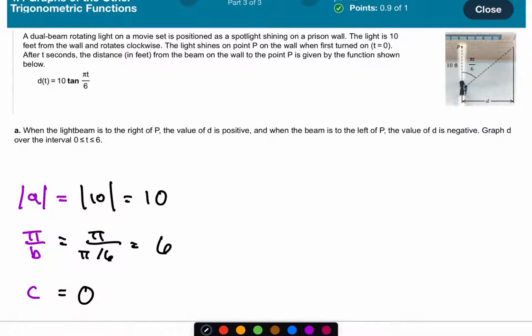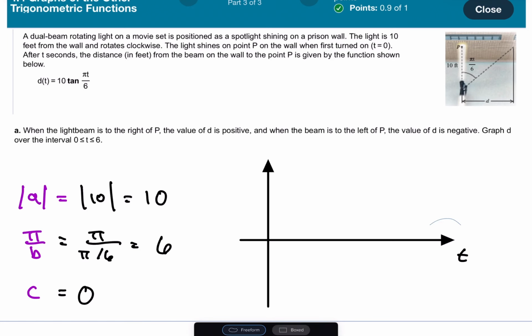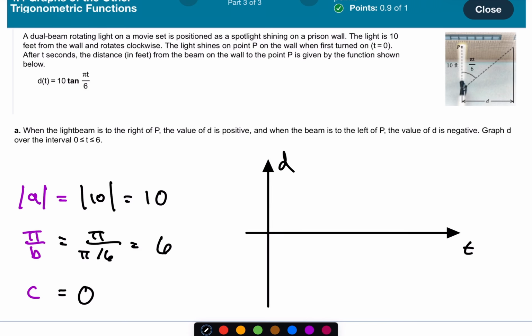So we can just graph it like normal, but instead of repeating every pi radians, it's going to repeat every basically 6 seconds or every 6 units. And we'll see how to factor in the amplitude. So for the graph of tan, say this is like my positive x, or I guess in this context, my positive t. And then here we have our d of t. Okay, positive d in this direction.